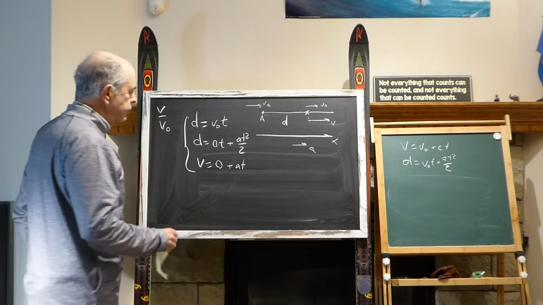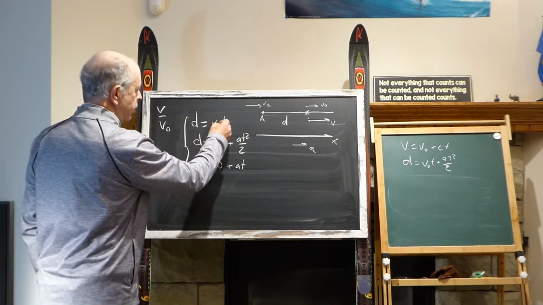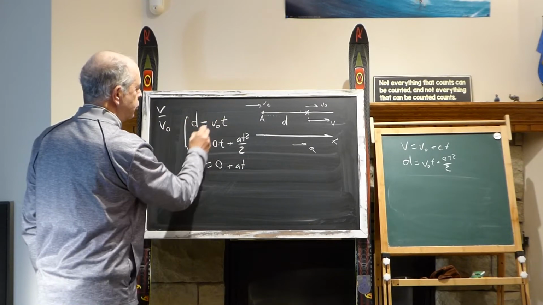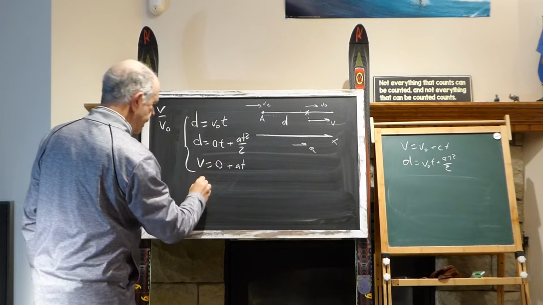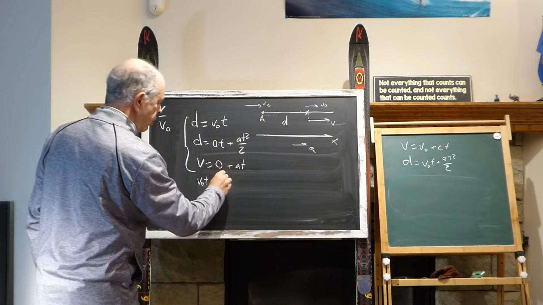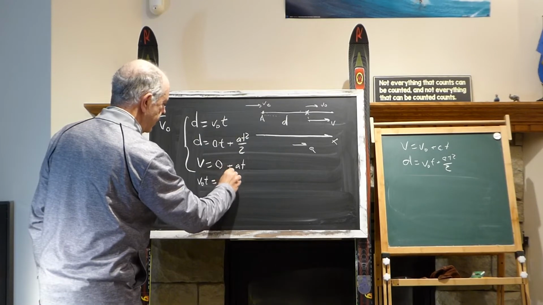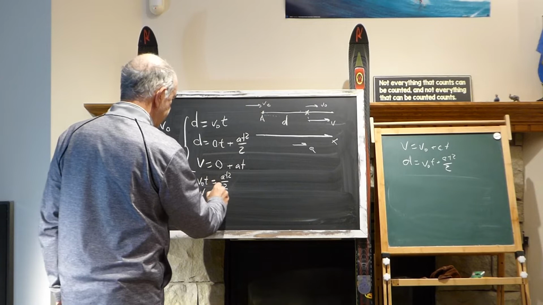So it's very simple. The first equation is v0t. Let's get rid of d, let's put it here, let's simplify on our way. So we put this here, we have v0t equals 0t, which is 0, plus at squared over 2. Here we have v equals at.